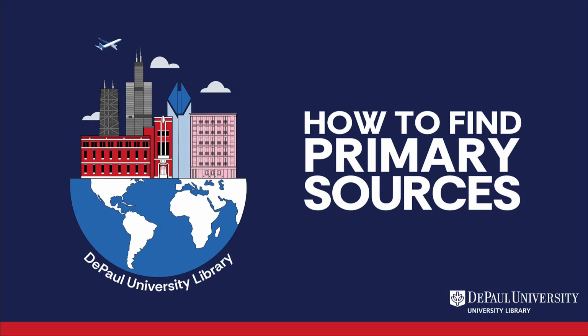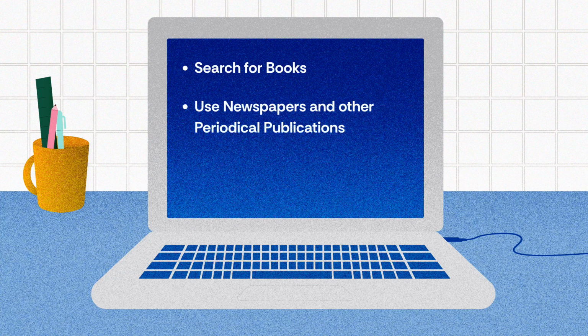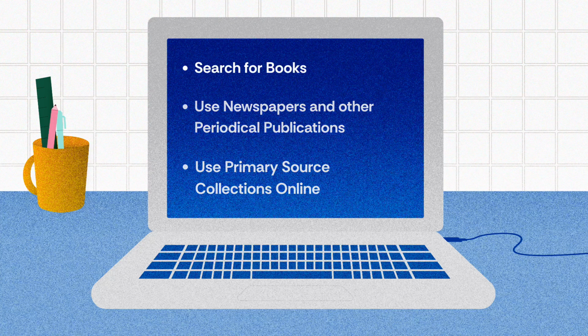In this video, you will learn how to find primary sources using the library's books and databases. We'll go over how to find primary sources using 3 different types of searches: books, newspapers and magazines, and online primary source collections. First, we will look at accessing primary sources that are published in books.